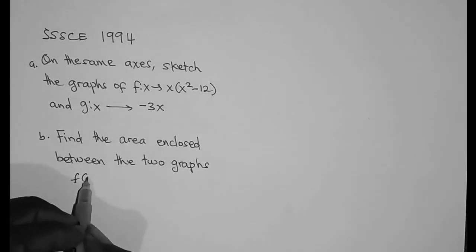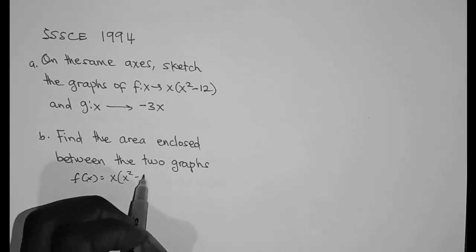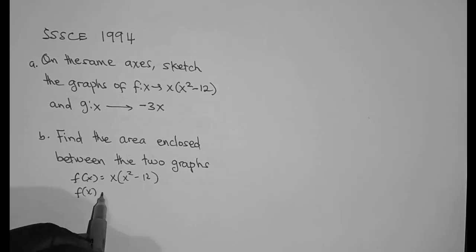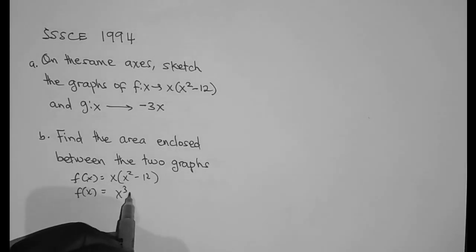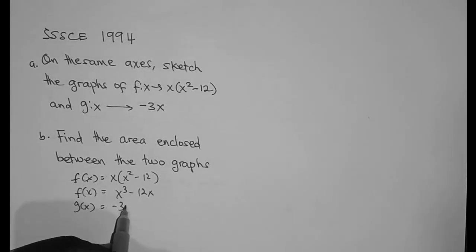So f of x is equal to x times (x squared minus 12). So f of x is equal to x cubed minus 12x. And then g of x is equal to minus 3x.